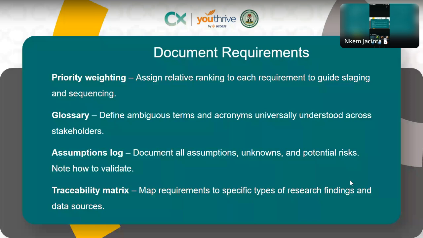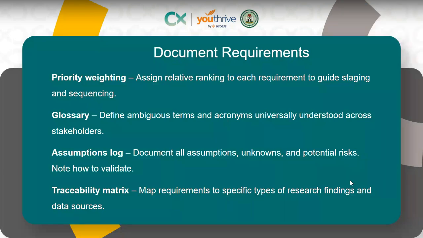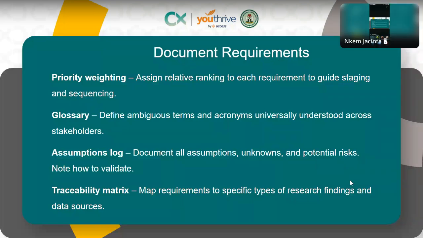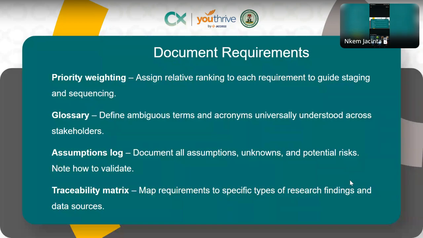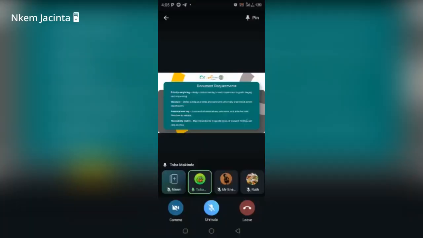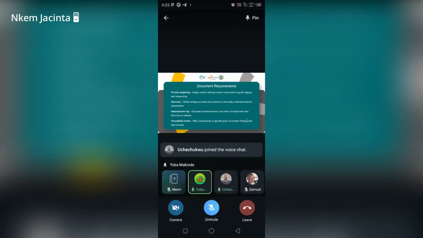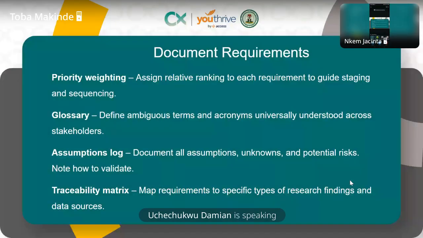Traceability metrics: map requirements to specific types of research findings and data resources. Ensure that you are putting where in your findings, what particular research you got this data from, so that people can trace it and know that it is from your survey, or from your customer interview, or from a particular focus group.